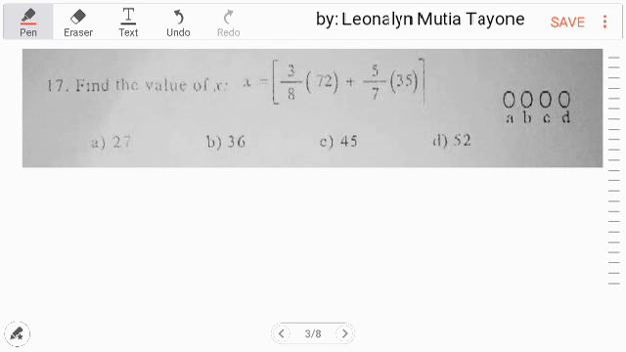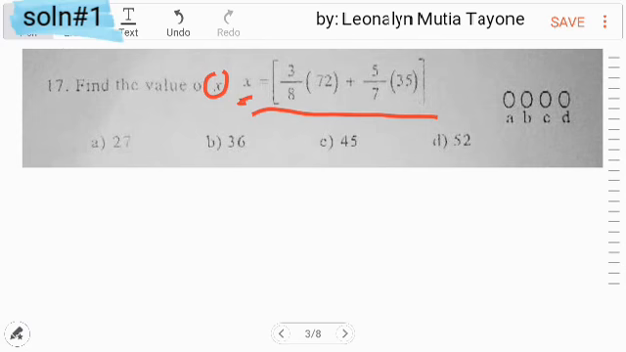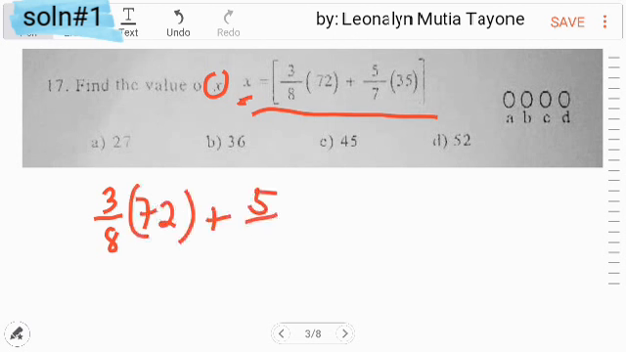Let's do question number 17. Find the value of x. So, bali, i-solve natin ito para makuha natin yung value ng x. Let's do solution number 1. 3/8 times 72 plus 5/7 times 35. Solution number 1. Pwede mong i-ganito.